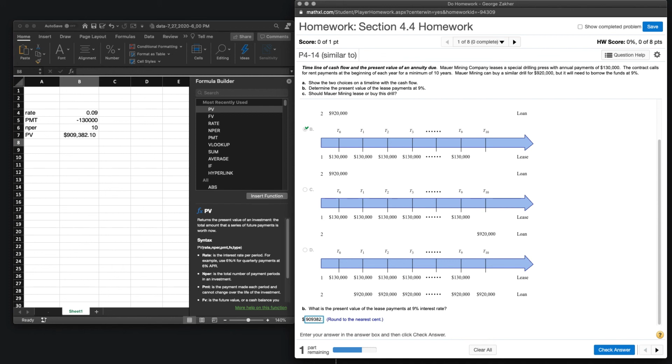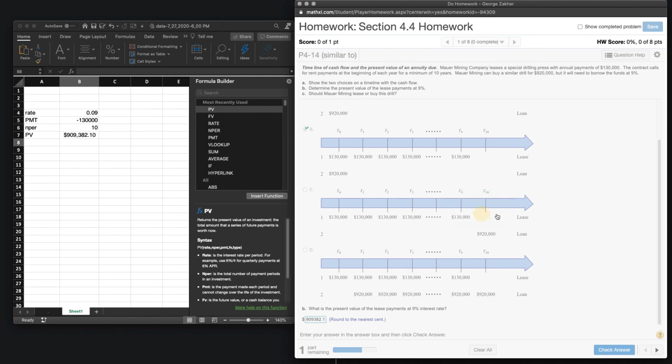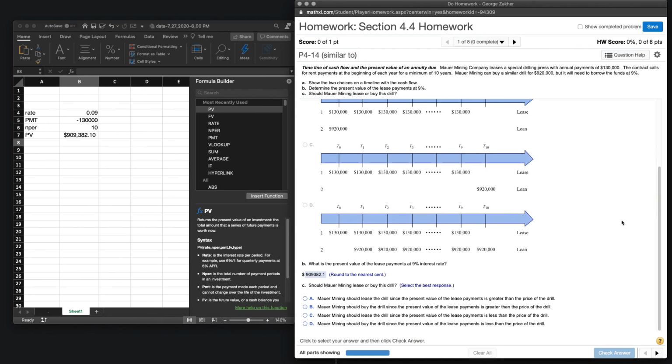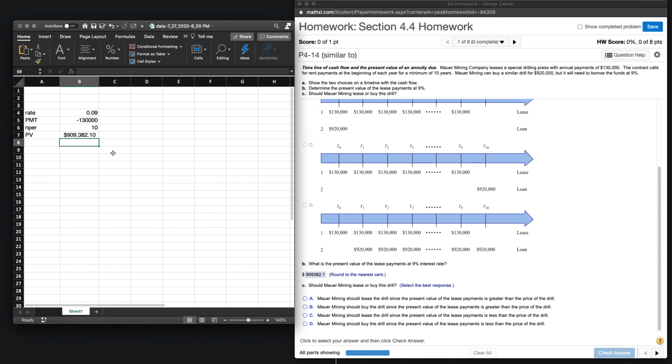Wonderful. Finally, this is a tough question. I feel like I should leave it to you to determine. But ultimately, what they're asking is to compare the cost of leasing, which is the present value that we figured out, compared to actually purchasing the equipment, which would be a loan of $920,000. So determine which cost is higher. Based on that, which decision or financial decision would make more sense for this mining company in order to save money.